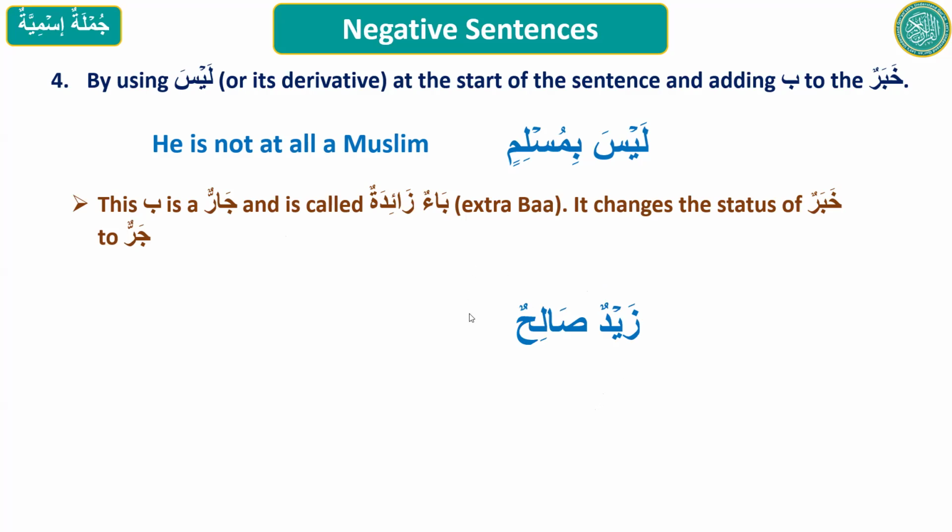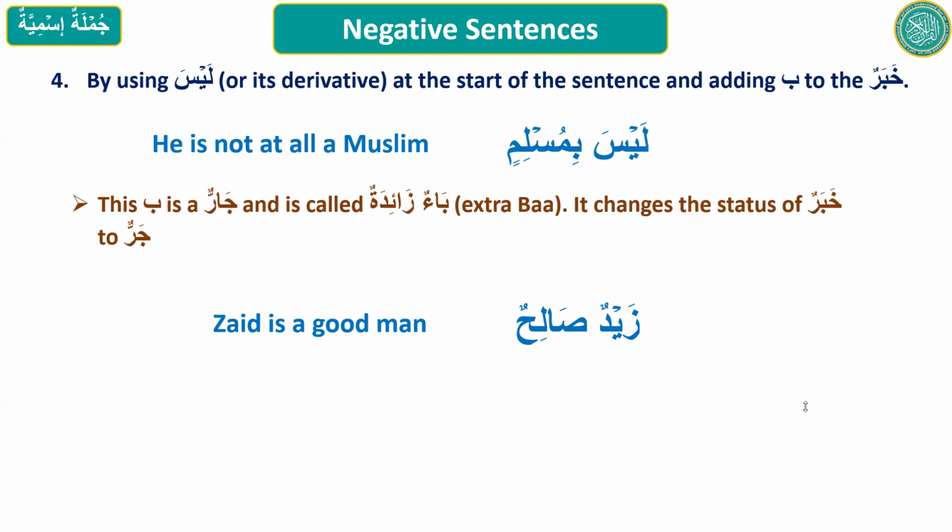Zaidun salihun. Zaid is the name of a person. Salih means somebody who's good, pious. Its translation will be Zaid is a good man. Simple translation. You can also say Zaid is a righteous person, but I'm keeping it simple. Zaid is a good man. I want to say, using Laysa or any of its derivatives, Zaid is not a good man. How will I say that?